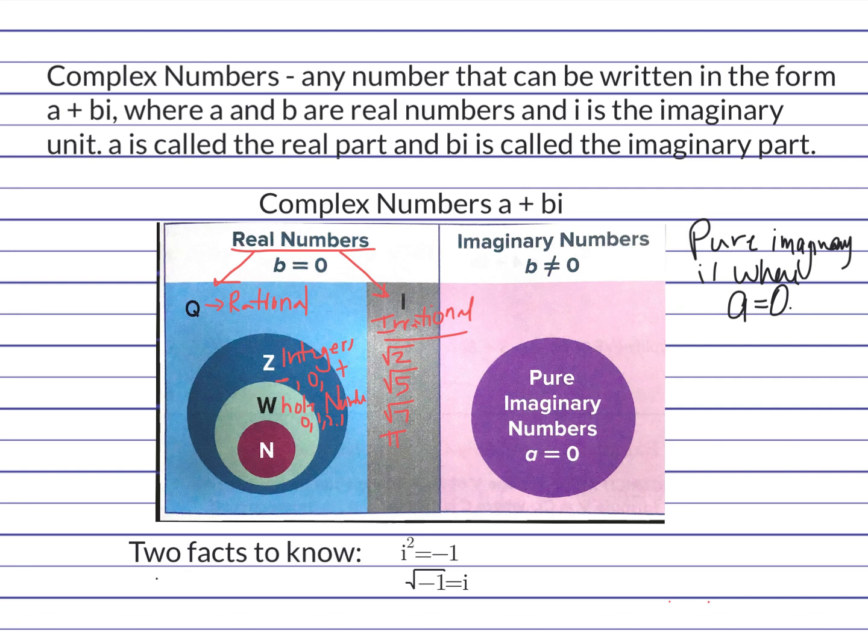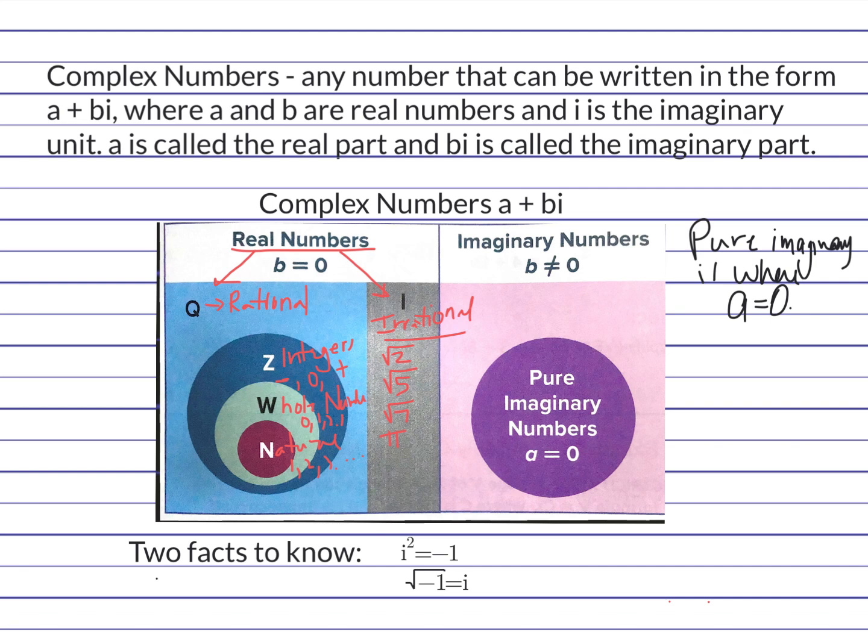And then natural numbers do not include 0, just 1, 2, 3, so on and so forth. That is something you should know, and I'm not sure what grade level you're taught that, but I think it's something you should know at this point.